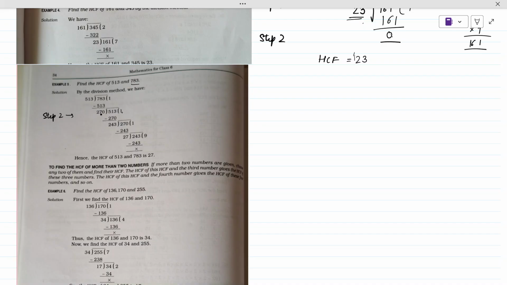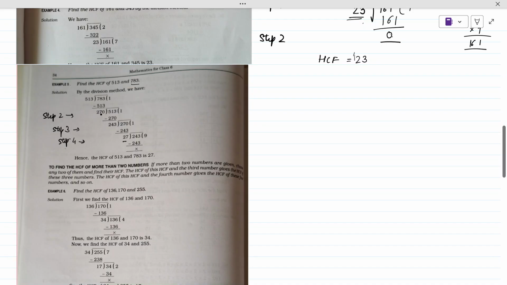Now when we are again dividing them, we are getting 243 as the next remainder, which is again not 0. So what we will do next, we will take 243 as the next divisor and we will divide 270 by this, and again we are getting a non-zero number which is 27. So I'm writing step 4 here.